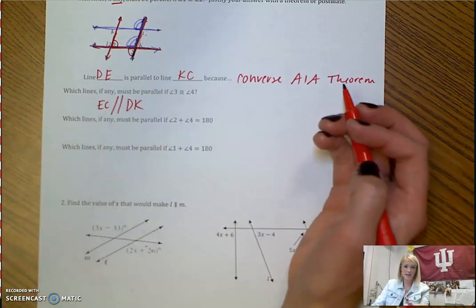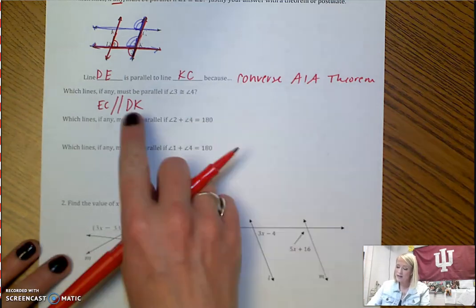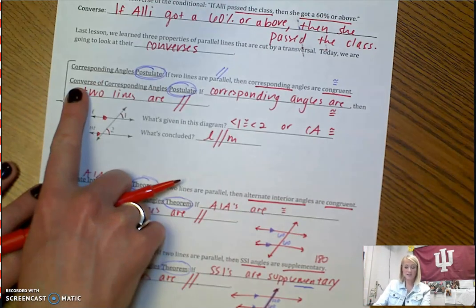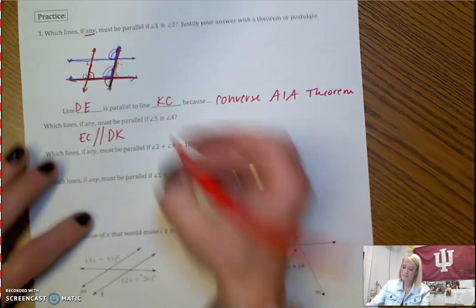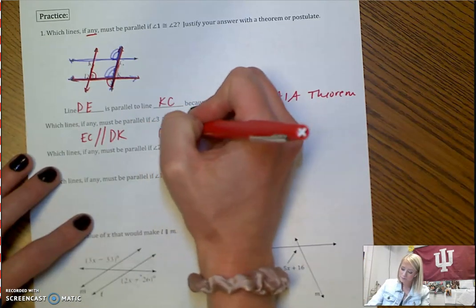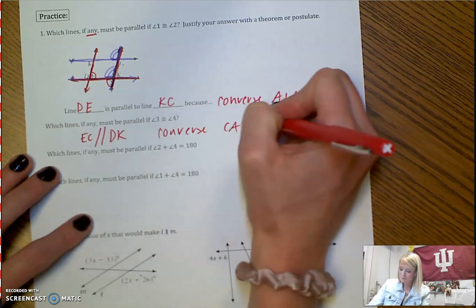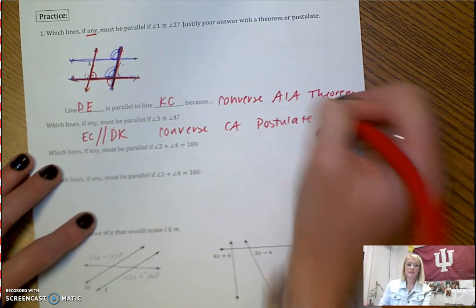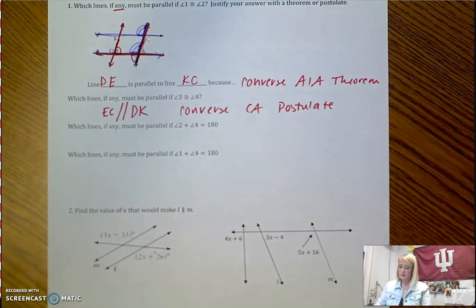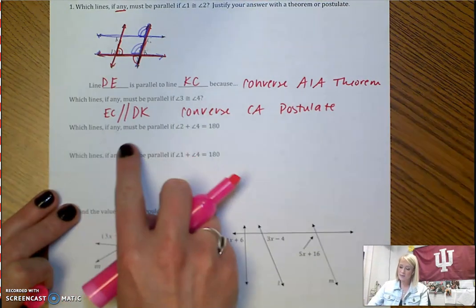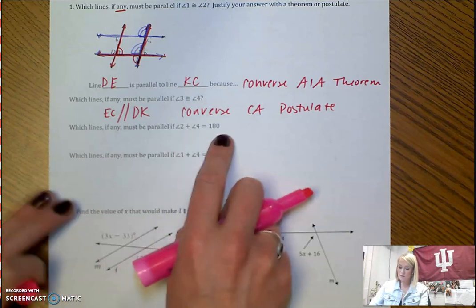And I know that, and they didn't ask me, but I'm going to say how I knew that. I know that because of the converse of the corresponding angles postulate. Don't you love math? Okay, what about the next one? Let's get a new color here. Highlighter. Which lines, if any, must be parallel if 2 plus 4 equals 180?